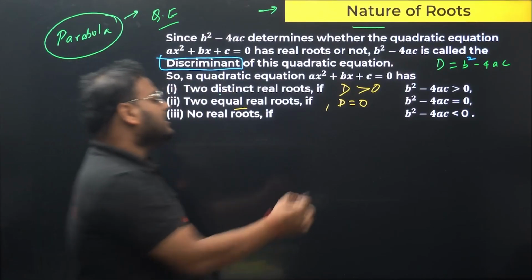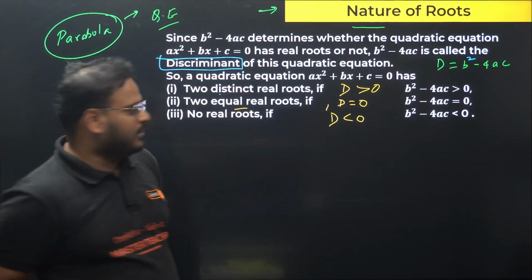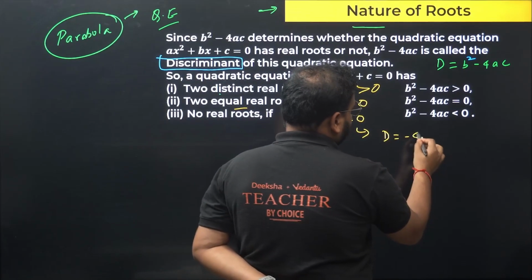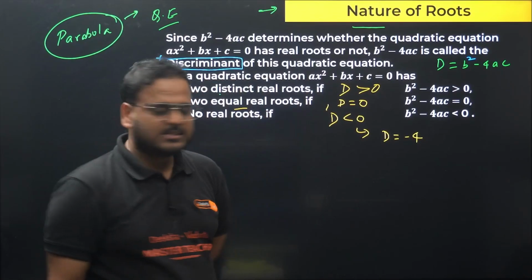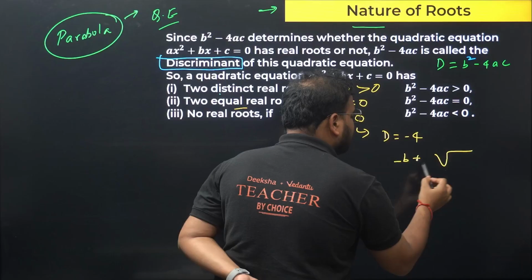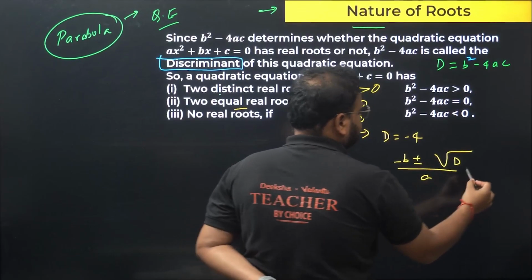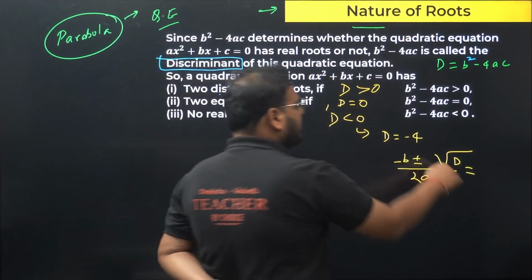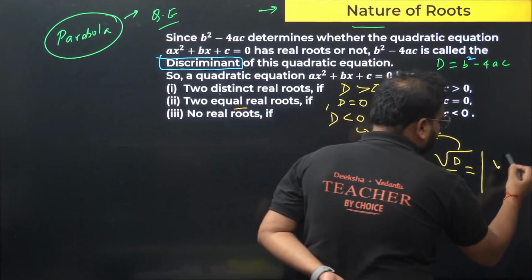And the last one, D becomes negative. I'll give you an example. Let's say I take D equals minus 4. D is negative over here. If you take the root in the formula, you remember, minus B plus minus root of D by 2A, what happens over here? Please check. If you take this root, it'll have root of minus 4.